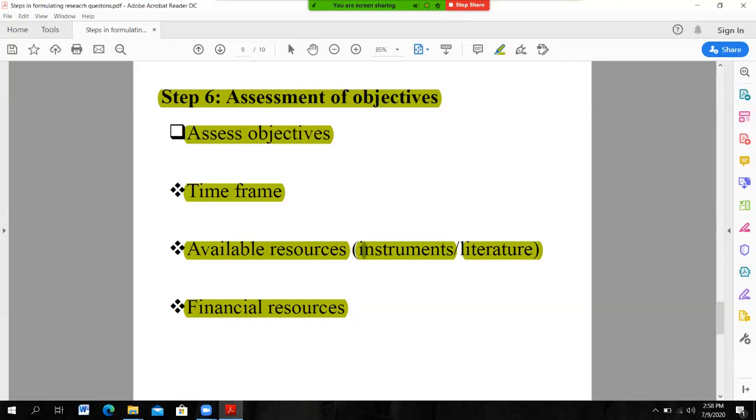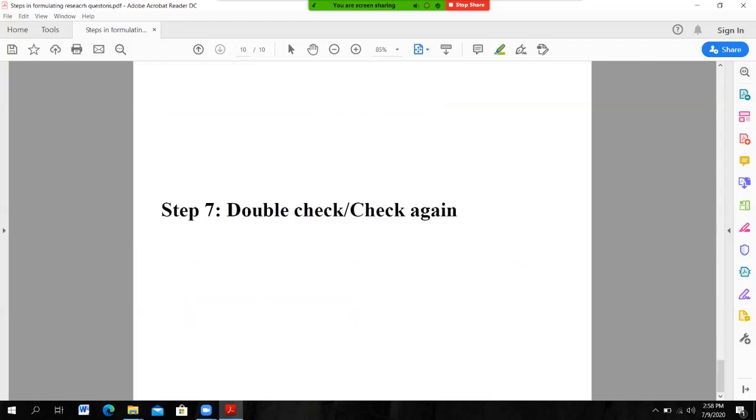So always assess the objectives in light of these terms: time frame, how much time the researcher has for this type of research project; availability of resources, whether the instrument which will be used for data collection is available or not; whether the required literature is available or not; whether the financial sources, if any, are available or not.